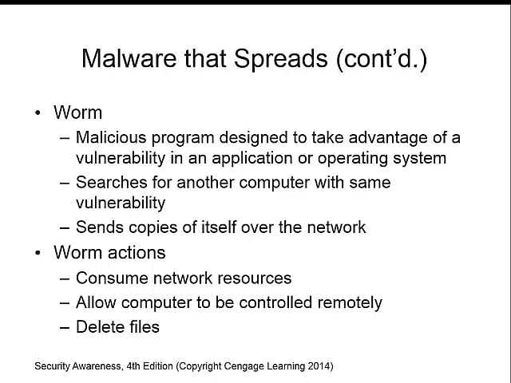Then you have worms. They're malicious programs designed to take advantage of a vulnerability in an application or operating system. A worm searches for another computer with the same vulnerability. It looks to see if there's anything similar to it, and it sends copies of itself over the network. Some worm actions are that it consumes your network resources. Is your network slowing down? It allows a computer to be controlled remotely, and files can be deleted.